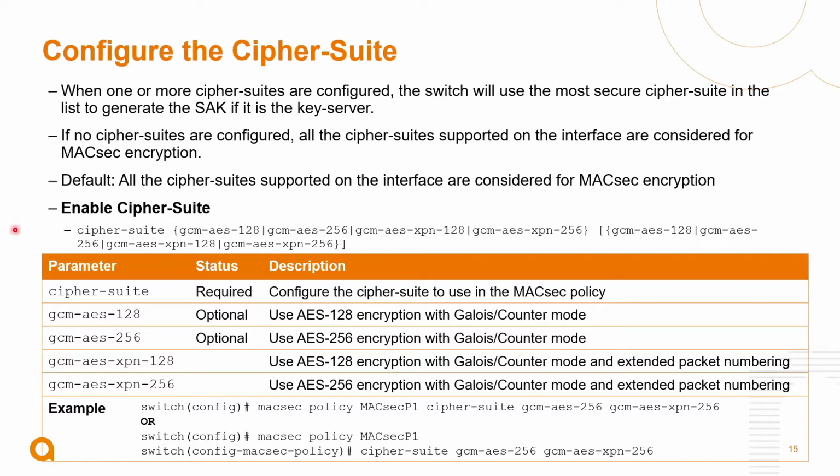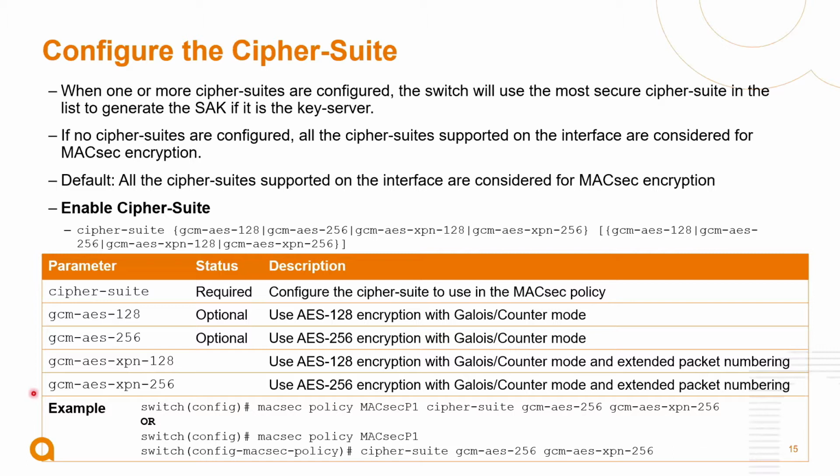The next part is configuring the Cipher-Suite. As Steve mentioned, unlike AOS switches where we only supported the AES 128-bit encryption, we support all the RFC mandated or currently popular Cipher-Suites: AES 128, AES 256, and the extended packet number versions of both. So we support all 4 Cipher-Suites on the 8360 today. By default, all these Cipher-Suites are enabled, and if the 8360 acts as the key server, we would end up choosing XPN 256 as the Cipher-Suite for the channel.